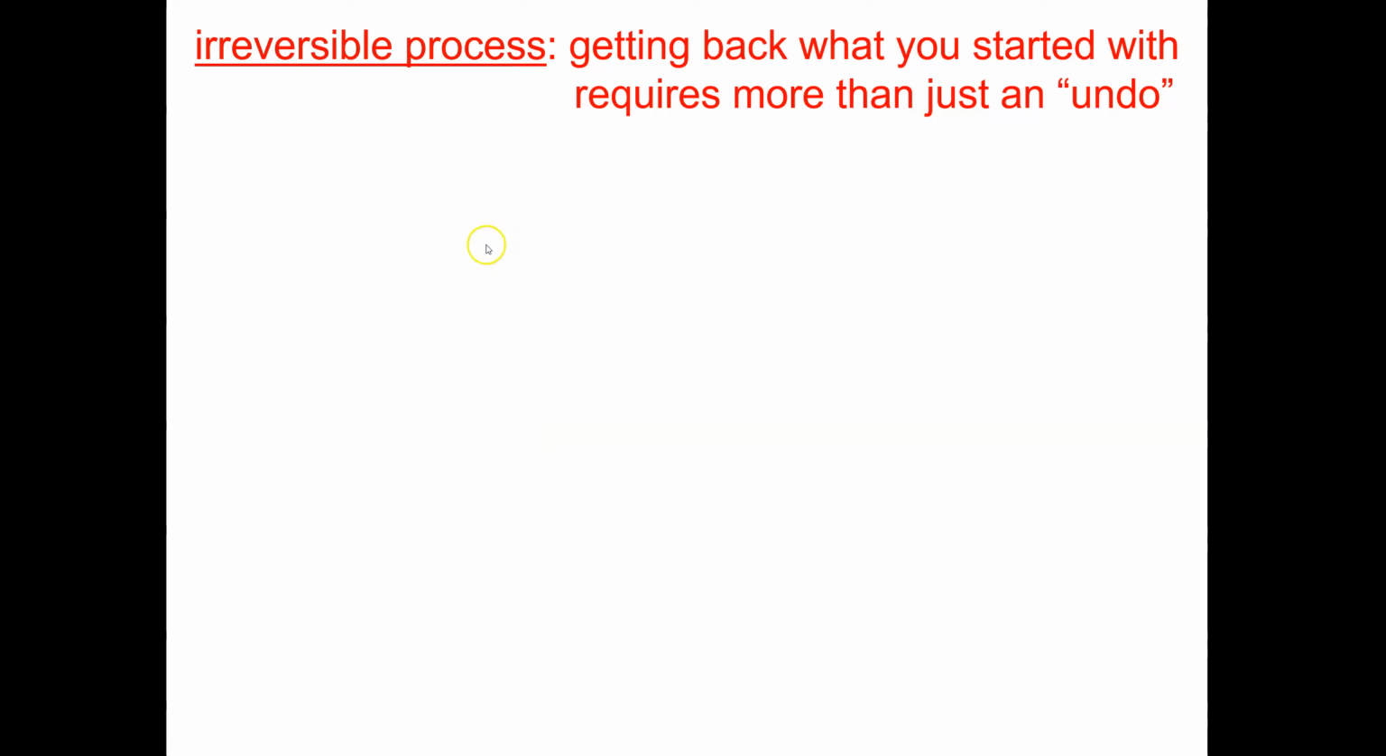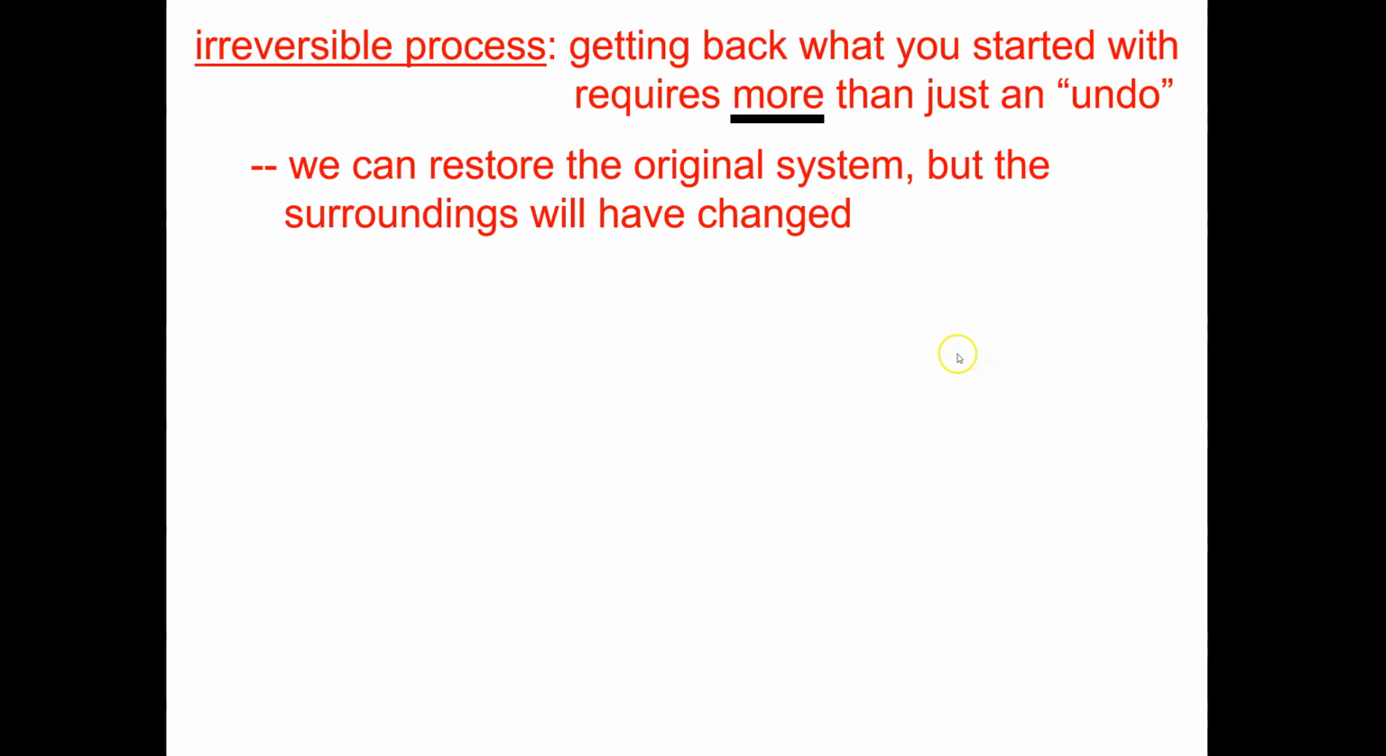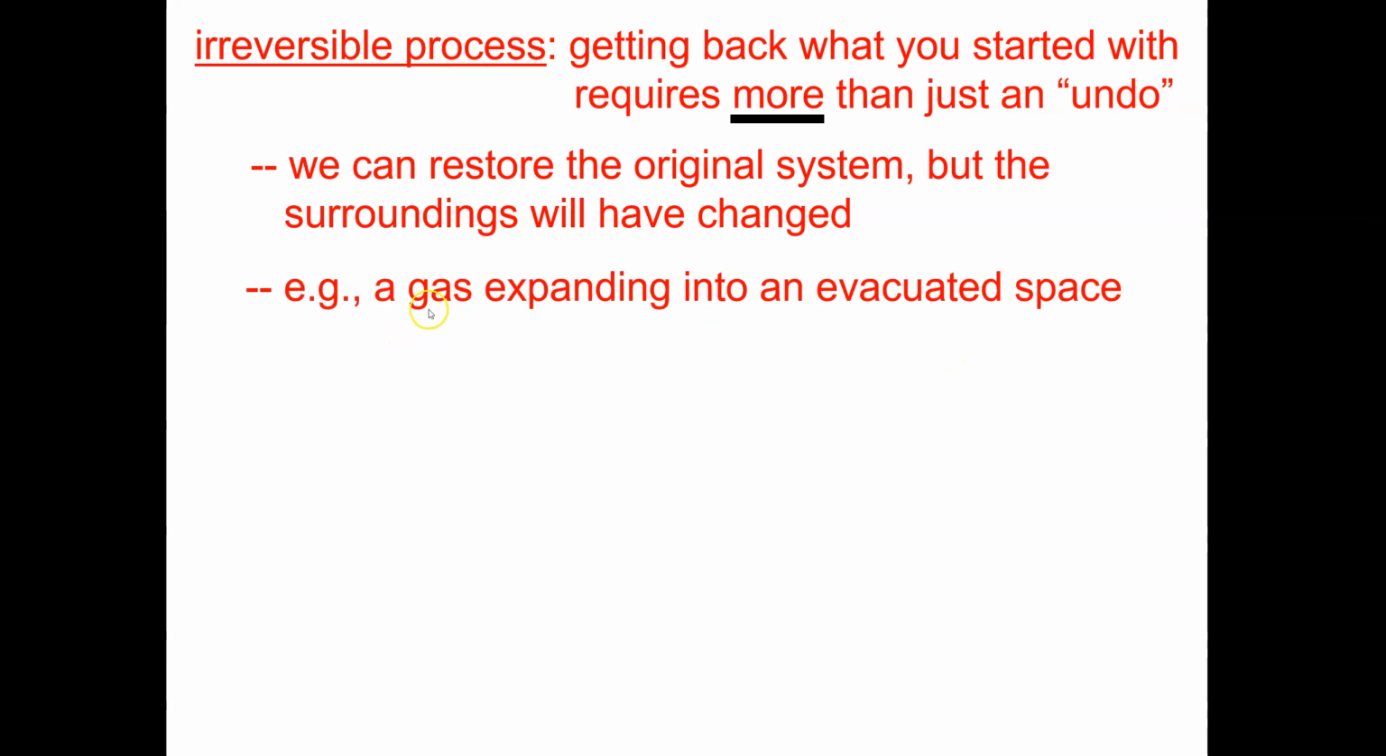Now, an irreversible process is one where restoring the system requires more than just what we'll call an undo. What you have to do is restore the original system, but something has changed in the surroundings. A gas expanding into an evacuated space is a great example.